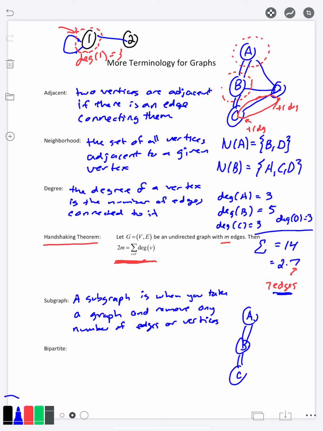And furthermore, even if you have the entire graph where you didn't remove anything, that is trivially a subgraph of the original graph. It's kind of like subsets. The whole set is a subset of itself. It's the same concept here.